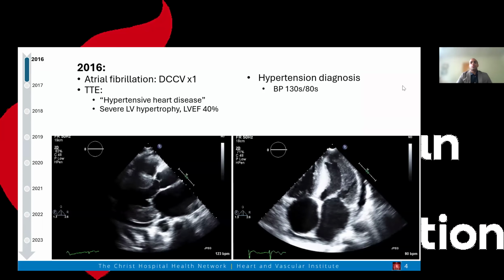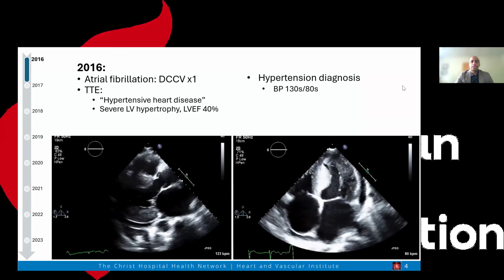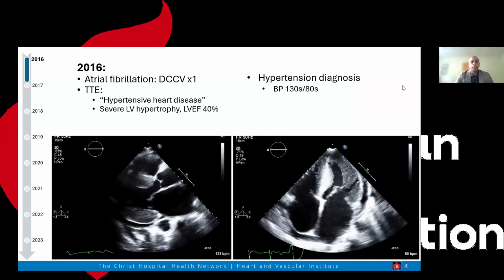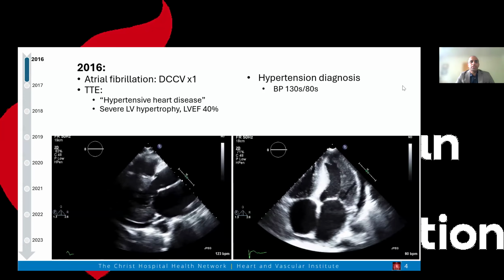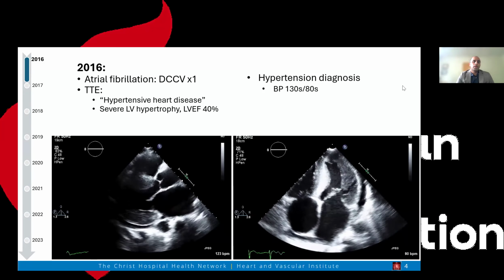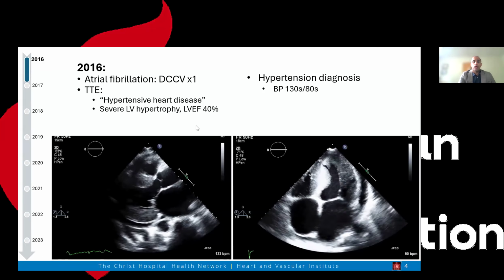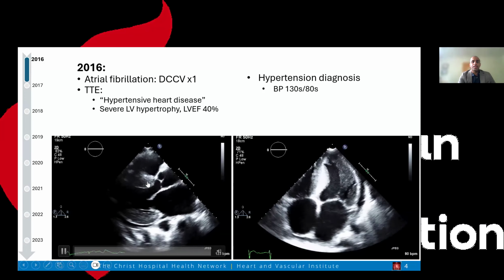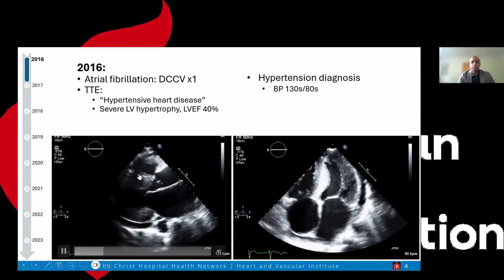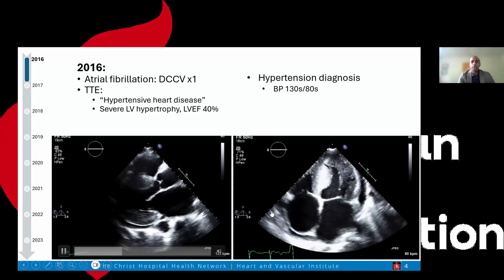So initially, we did some chart review and went back to the outside hospitals and got some images from there. Back in 2016, when she presented initially with AFib, she underwent a cardioversion at that time. And at that time, you can see here on the images that she had a severely thickened heart muscle already. And this is only at 48 years old.